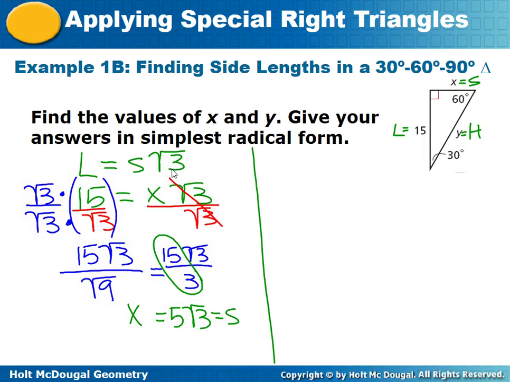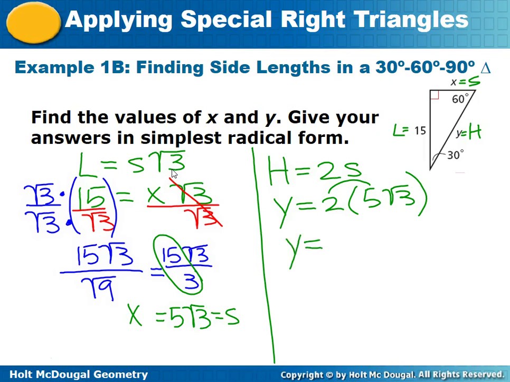Now we're going to solve for our hypotenuse. That formula is h is equal to 2 times the short leg. So again, our hypotenuse over there is y, so y is equal to 2 times our s down here. So we're going to do 2 times 5 square root of 3. Recall that we're going to multiply just the 2 times the 5. We're going to treat that 5 like it's a coefficient of the radical, because it is. So our answer is going to be y is equal to 10 square root of 3.